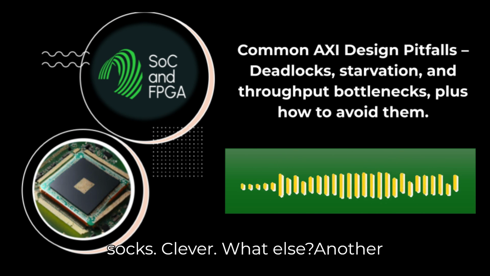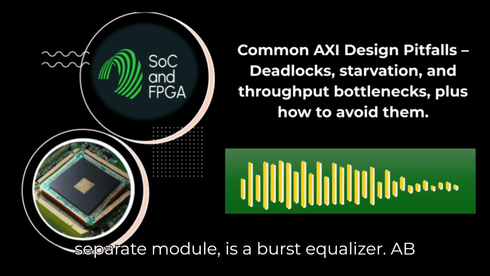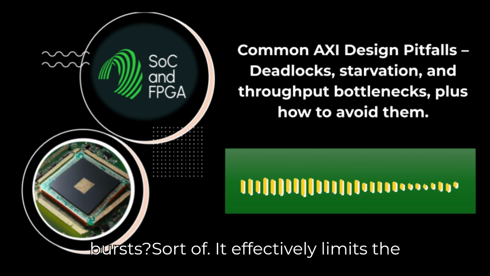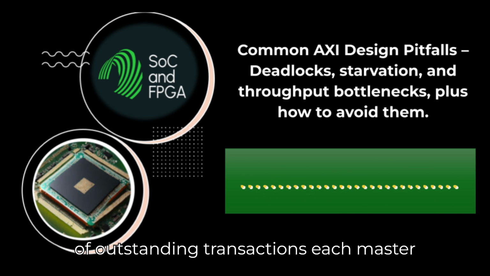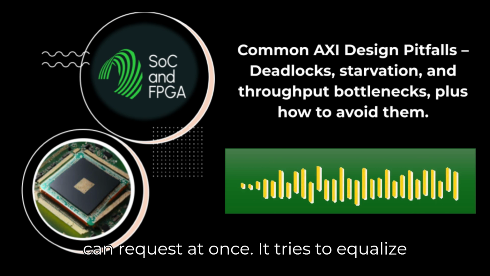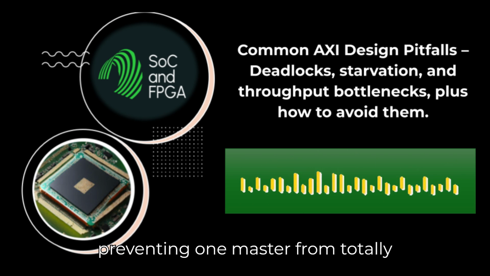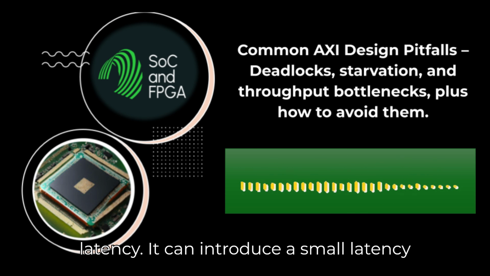Clever. What else? Another approach, sometimes implemented as a separate module, is a burst equalizer. Burst equalizer. Does it chop up long bursts? Sort of. It effectively limits the nominal burst size and maybe the number of outstanding transactions each master can request at once. It tries to equalize the impact of different burst lengths, preventing one master from totally dominating the bus bandwidth. Does that hurt performance, though? Yeah, it can introduce a small latency overhead.